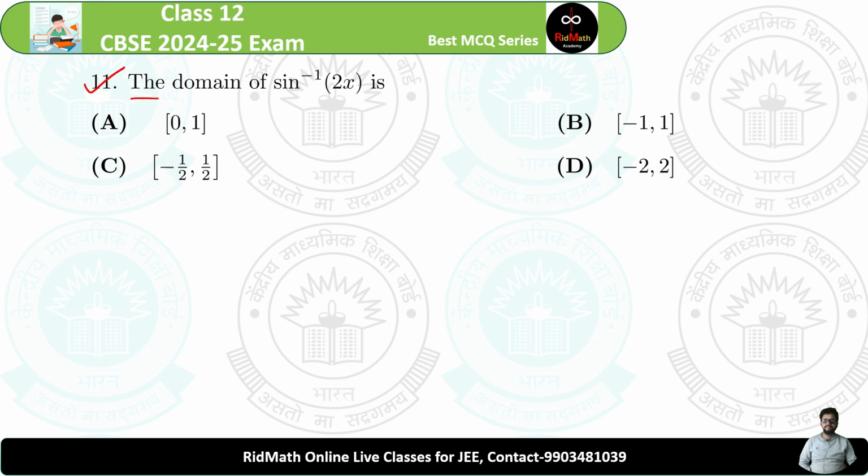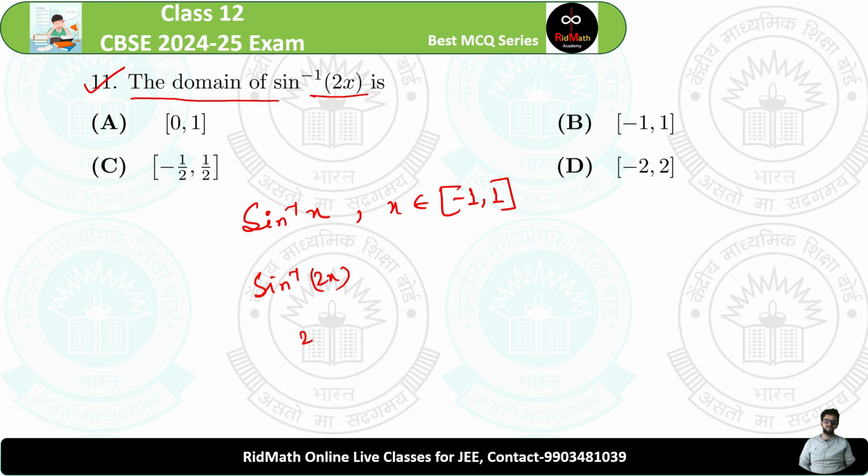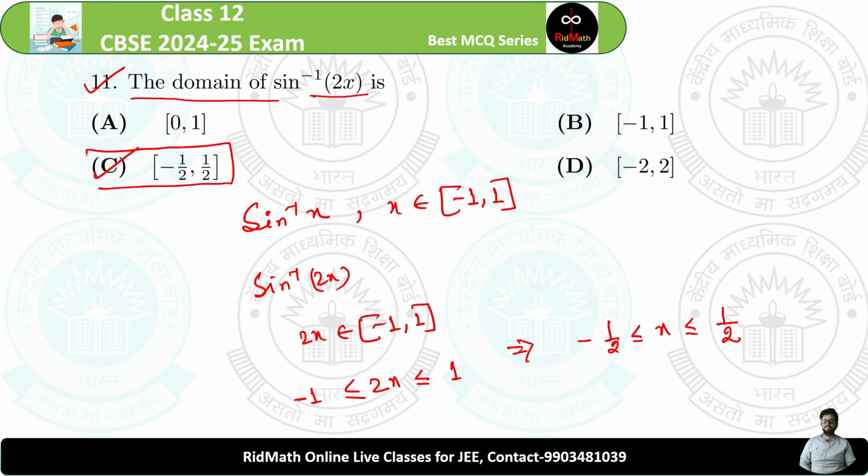Question number 11. The domain of sine inverse 2x. So we know that the domain of sine inverse x is x belongs to -1 to 1. It is defined. Okay. So now here it is sine inverse 2x. That means 2x should belong to -1 to 1, that is 2x is greater than or equal to -1 and less than or equal to 1. That means x belongs to minus half to half, and this is closed, that means C option is correct, closed minus half to half. Okay.